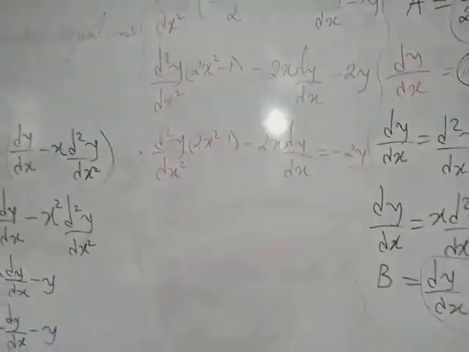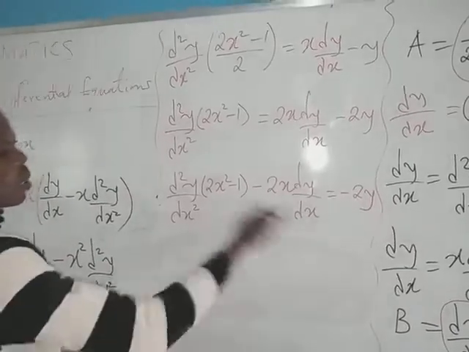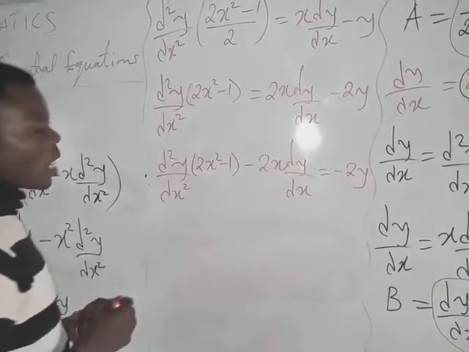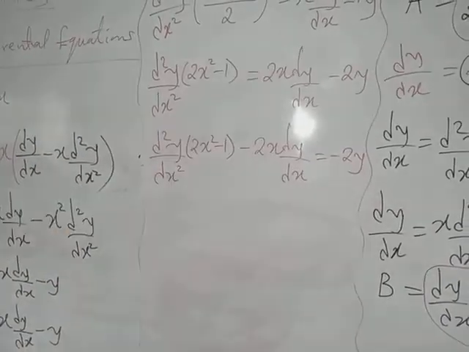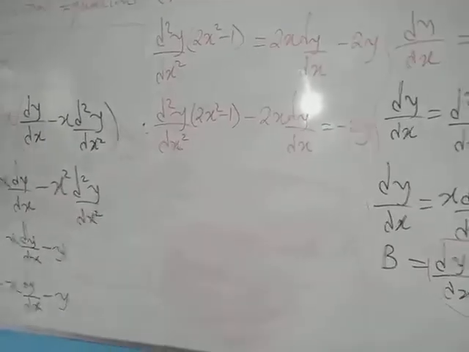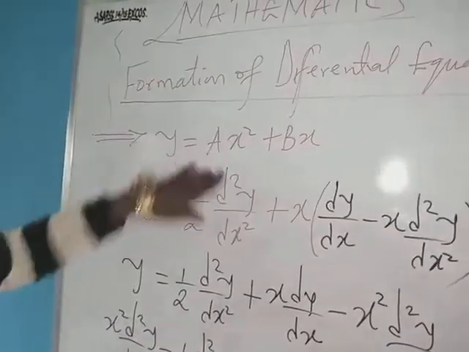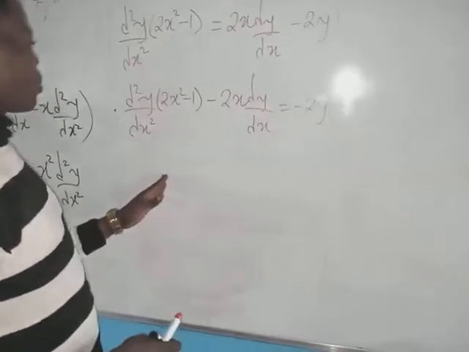It's either we leave our answer like this or we arrange it like this. So this is the differential equation, and this is the second order of the given function, which is this. So now let's look at the third one.